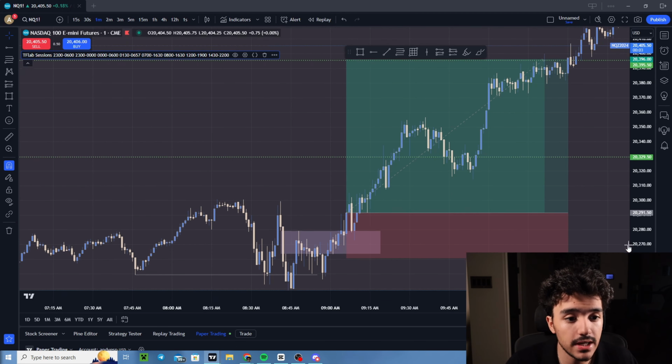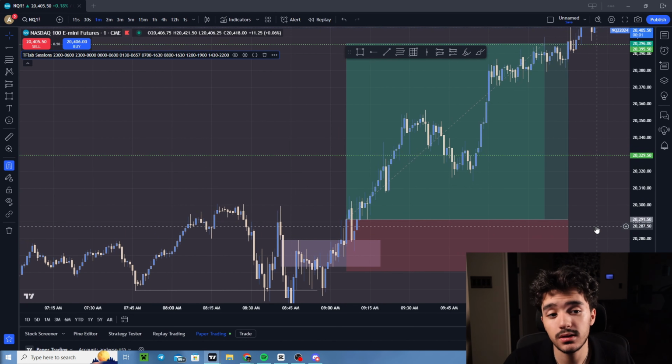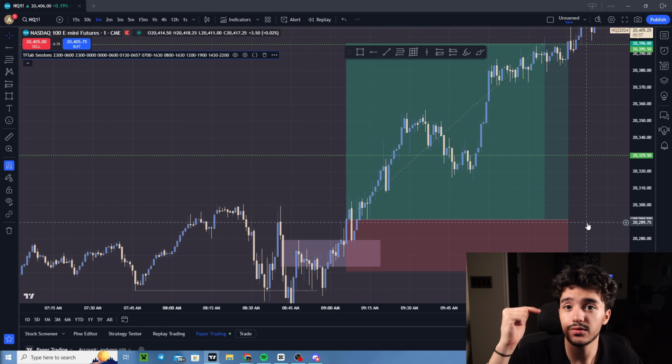Now that you guys have an idea of the strategy that I'm trading, I want you to backtest this strategy for yourself. Just look for inverse fair value gaps and draw of liquidity, and that's all you really need to be a profitable day trader nowadays.